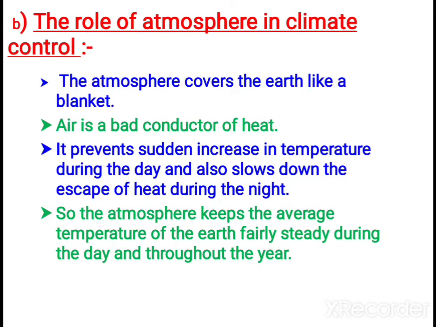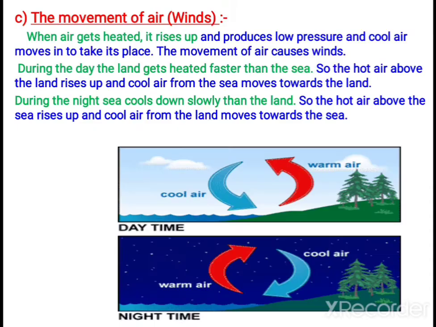The role of atmosphere in climatic control, let us see. The atmosphere covers the earth like a blanket. Air is a bad conductor of heat. So it prevents sudden increase in temperature during the day and also slows down the escape of heat during night. So the atmosphere keeps the average temperature on the earth more or less steady throughout the day and throughout the year.